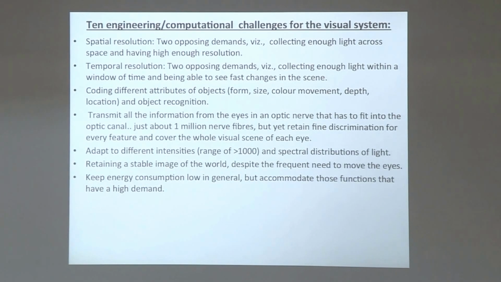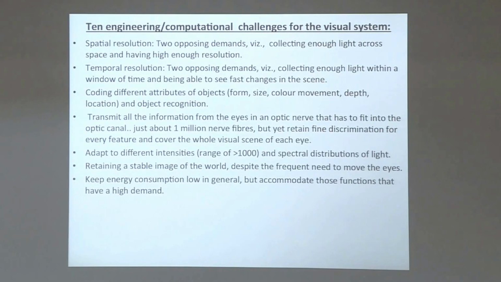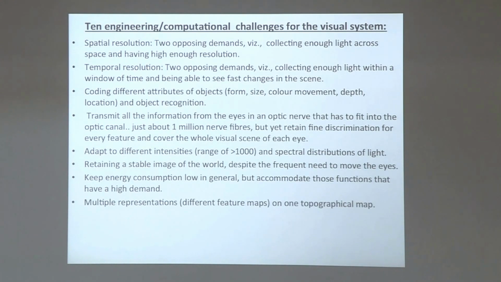Energy consumption is a huge matter, because our brain is only 2% of the body weight, but it uses 20% of all energy. It's a highly energy-hungry organ. How do we manage to do that? We have to channel the energy to those things which are necessary at any one point.